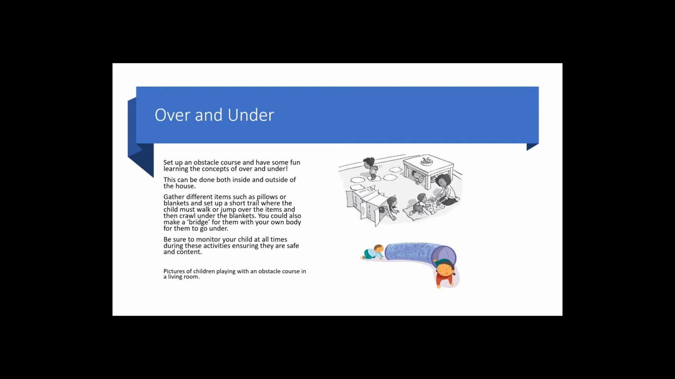A further way you can teach over and under is by setting up an obstacle course and having some fun learning the concepts of over and under together. This can be done both inside and outside of the house. Gather different items such as pillows or blankets and set up a short trail where the child must walk or jump over the items and then crawl under the blankets. You could also make a bridge for them with your body for them to go under. Be sure to monitor your child at all times during these activities, ensuring that they are safe and content. There are pictures of children playing with an obstacle course in a living room on this slide.